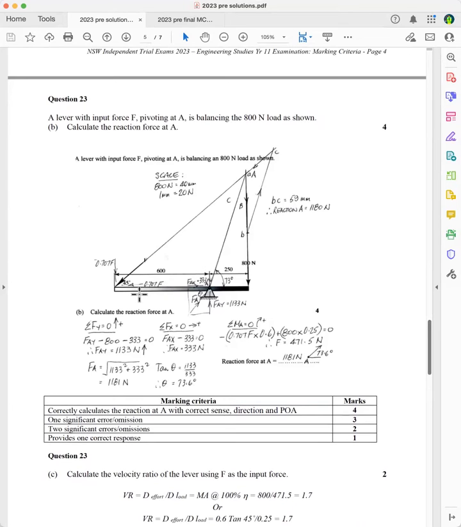question. So here you have a lever with input force F. Now here's F here, and it's at 45 degrees. And the lever is pivoting at A here, and it's balancing the 800 Newton load as shown. Calculate the reaction at force A. So the best way to do this is using the 3-force rule. And the 3-force rule says that if the body's in equilibrium and 3 forces are acting, the 3 forces will all pass through the same point.